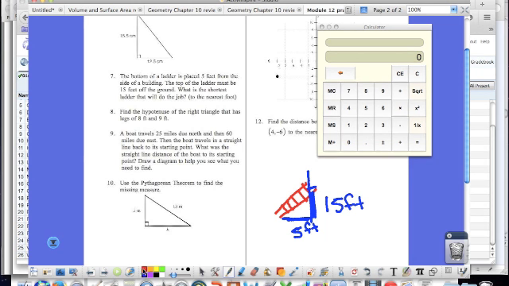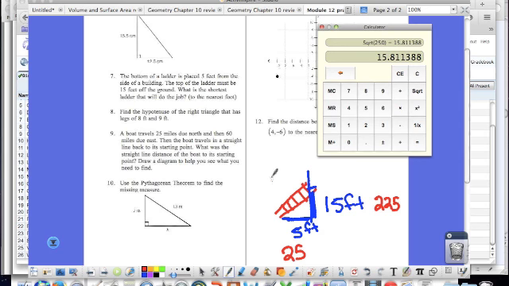So the dimensions: 5 squared is 25. 15 squared is 225. This is going to be just like the one before. Add them together: 225 plus 25 is 250. And I'm going to take the square root of it, which is 15.8.